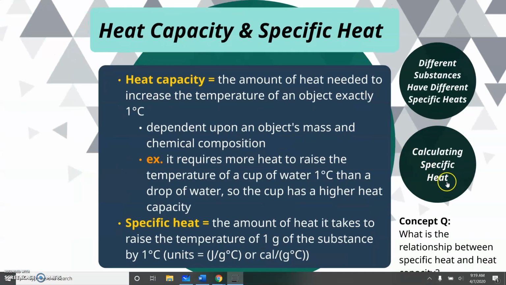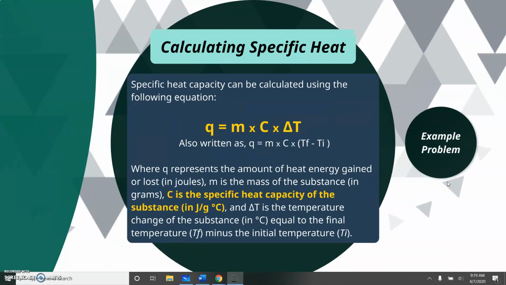Last thing we'll talk about is how do you calculate specific heat? For our calculations, we're going to be using the following equation: Q equals M times C times delta T. Q, we've seen this before. That's the amount of heat energy either gained or lost, usually in joules, maybe in calories. M is going to be the mass of the substance in grams.